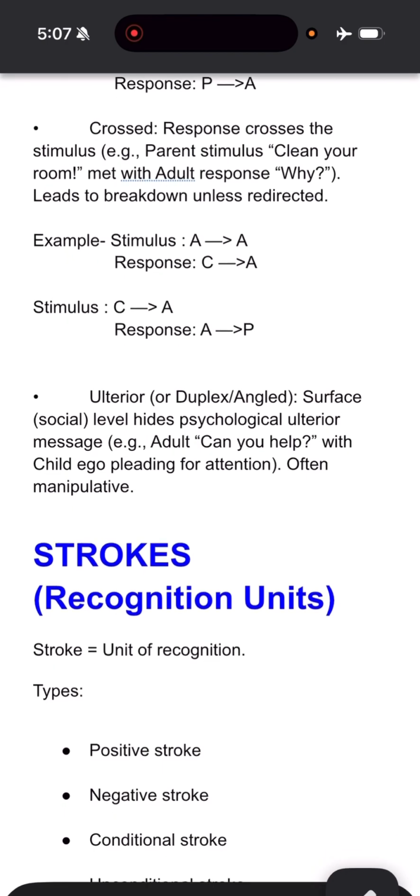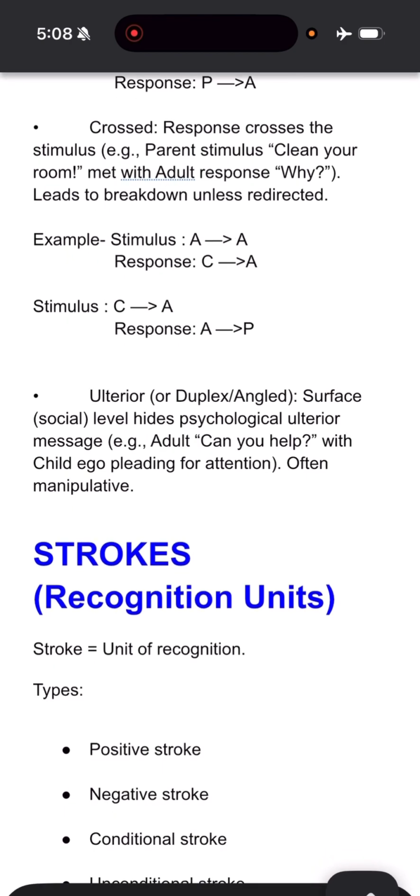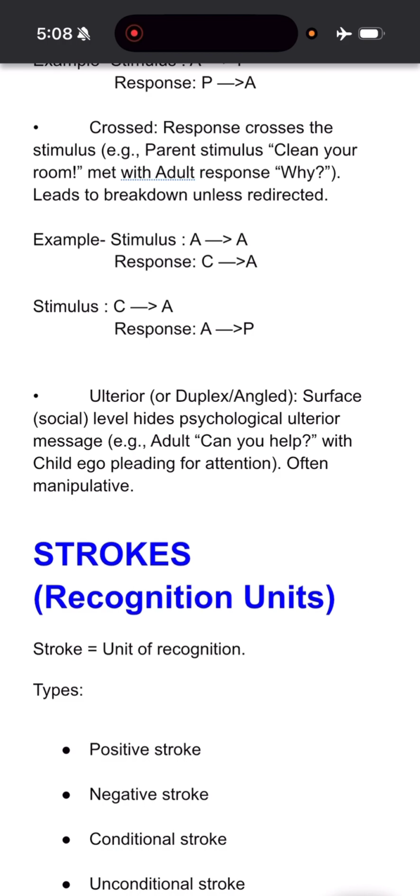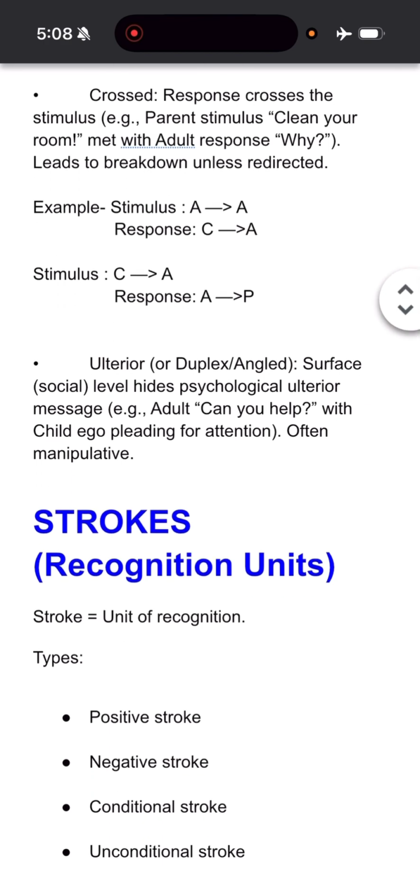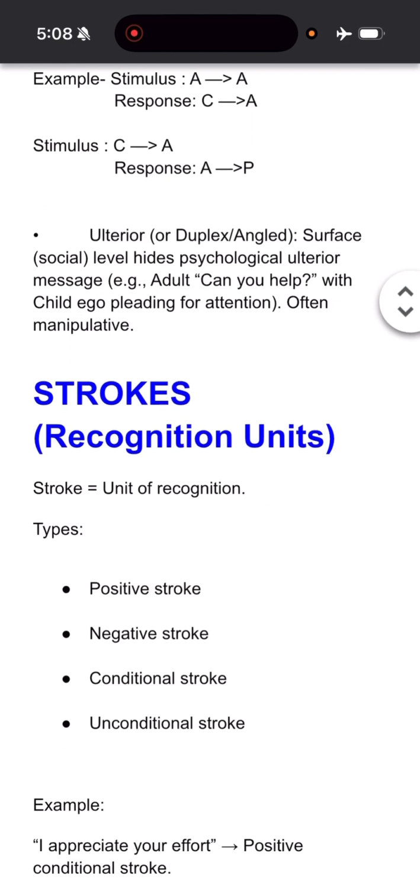For example, if I say, can you help, right? As an adult, I'm saying, can you help. Social level, surface level, it is simple, adult, reality, rational, logical: can you help? But what is my ulterior motive? My ulterior motive, or the psychological level, what I'm thinking, is that I am like a child who is pleading for attention, right? So this is often manipulative. The ulterior transaction is manipulative. Which is the manipulative transaction? It is your ulterior, or duplex, or angled transaction.